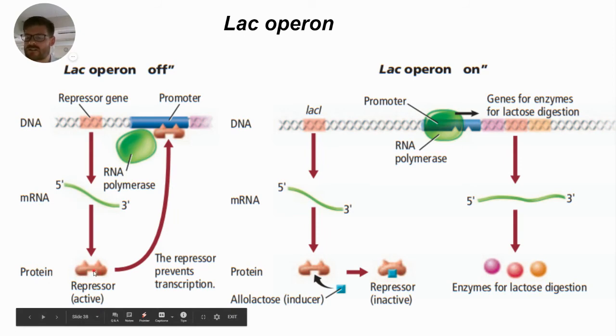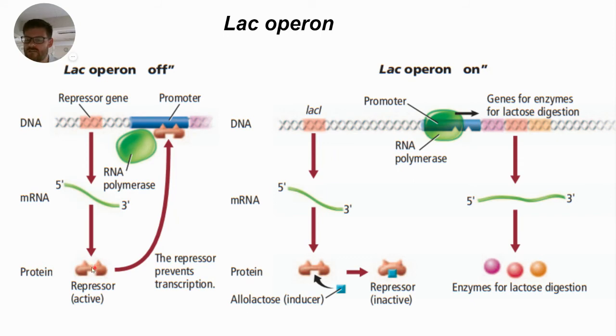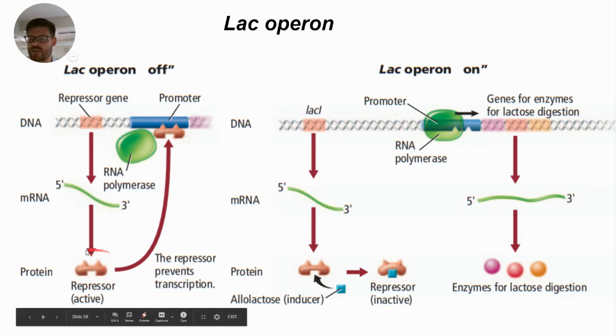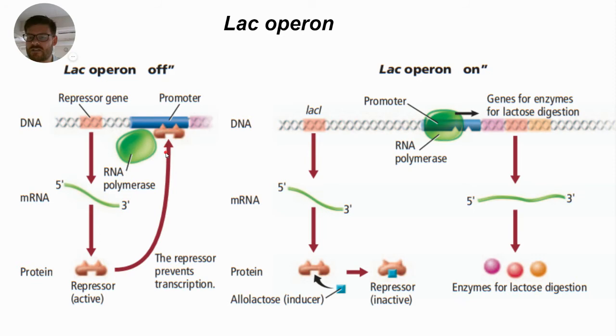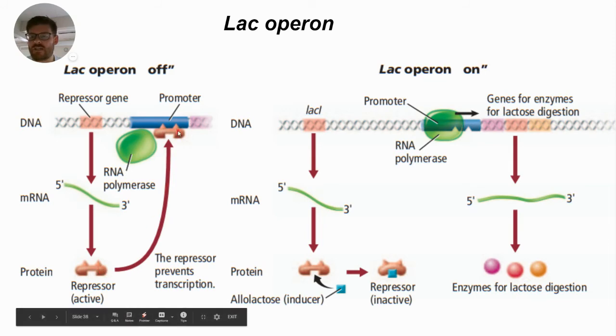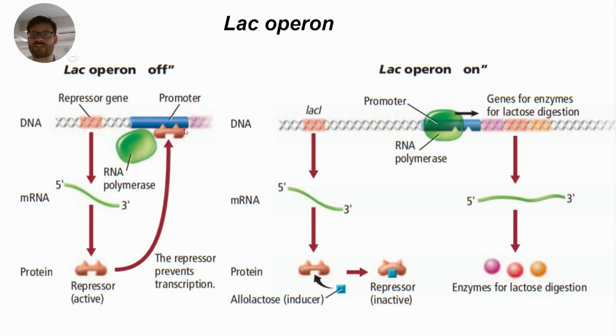This is always active, okay? So this gene is always active. So this gene is on, and it produces this protein, and this protein is always present, and it's always bonded to the DNA right here in this promoter region. And so because this is here, the RNA polymerase can't bind to the DNA and copy the lactase gene.